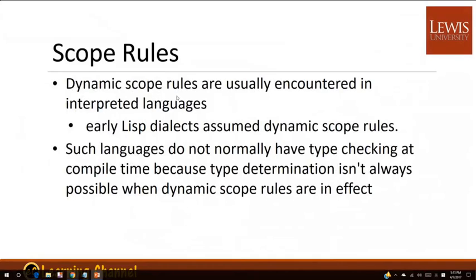Dynamic scope rules are usually encountered in interpreted languages, but actually not many of them implement them now. Even Lisp only has early dialects that assume dynamic scope rules. Such languages do not normally have type checking. This is one problem at compile time, because type determination isn't always possible when dynamic scope rules are in effect.